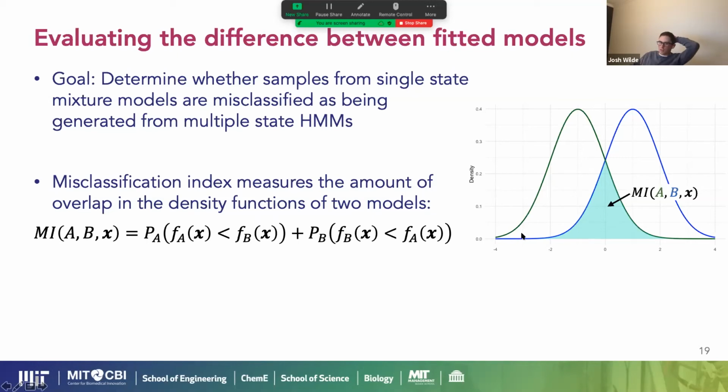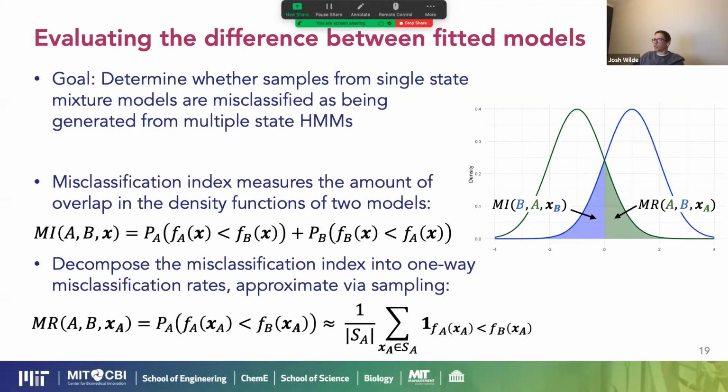The probability distributions that we have are very highly dimensional, but in a single dimension, you can visualize this as two Gaussian distributions. And really what we want to know is how large is the area, this teal area in the middle here, where we're confusing samples between these two distributions. Even more specifically, let's say that this green distribution is a single state hidden Markov model, and the blue is a multiple state one. What are the chances that you draw a sample from the green distribution over here, but it actually has a higher likelihood under the blue distribution?